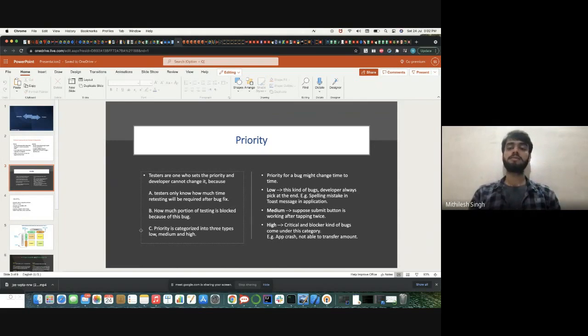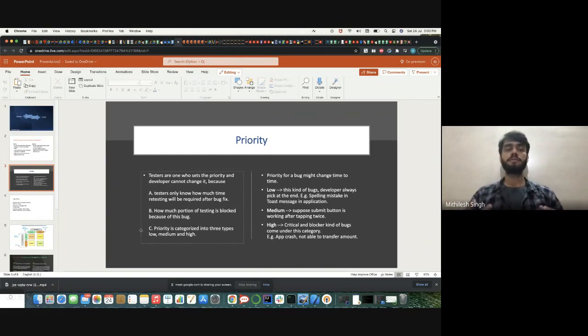Medium means, suppose the submit button works only after tapping twice. For example, take the login button of the Gmail application. After providing the credentials, if I click on the login button, it works only after two or three hits. So it means what?